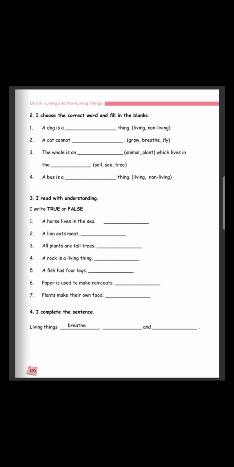Number 6. Paper is used to make raincoats. Raincoat, c'est votre imperméable que vous portez quand il pleut. So it protects you from the rain, from getting drenched. If raincoats were made of paper, the paper would absorb the water and you would get drenched. So paper is not used to make raincoats. We use plastic to make raincoats. It is false again.